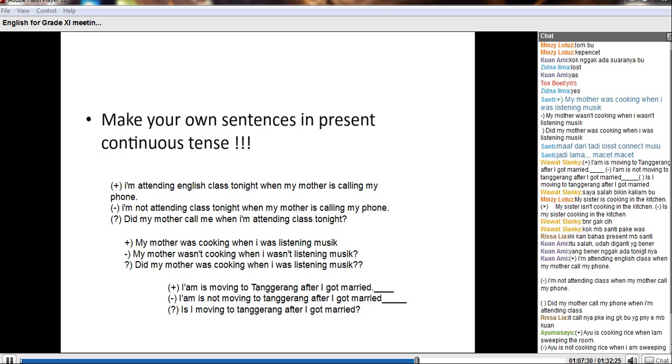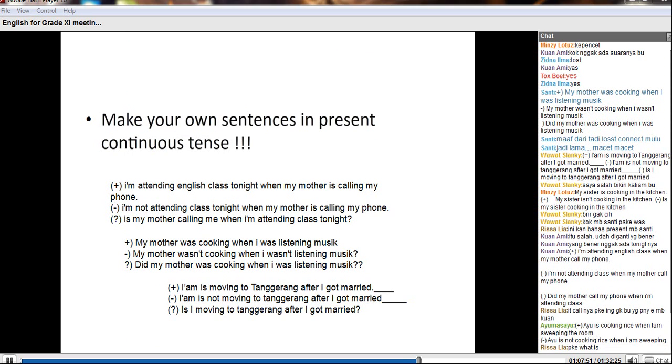Nah, ini penggunaan did ya. Did itu kan untuk kalimat lampau past tense. Jadi, is my mother calling me when I'm attending class tonight. Ya terserah, kalau pakai what is, terserah sih kalimatnya apa. Kalau ini kan Anda merubah jadi positif, negatif, so ke interrogatif. Gitu. The second one.